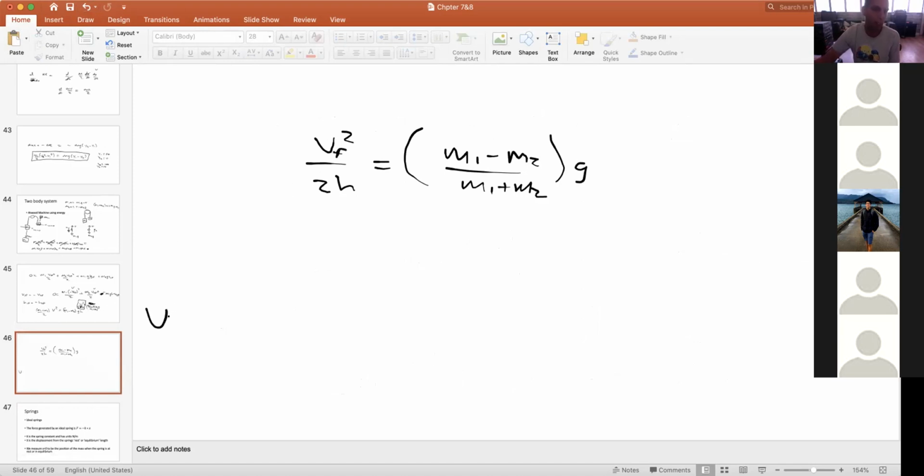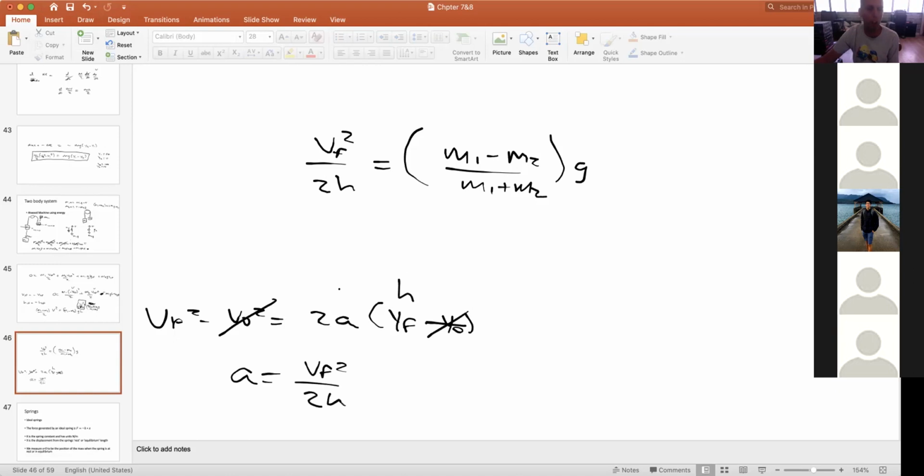This is really V final. V final squared minus V initial squared is equal to 2A times Y final minus Y initial, but this is H and this is 0. So what I get is that A is equal to V final squared over 2H. That means that this is equal to my acceleration.